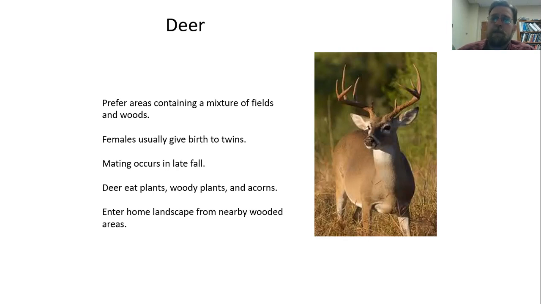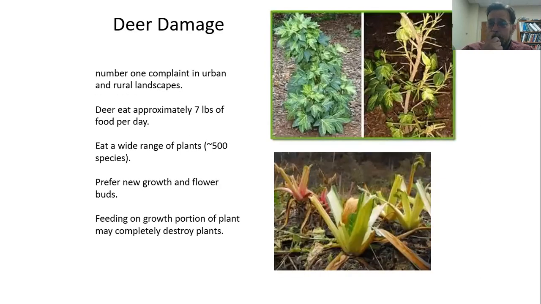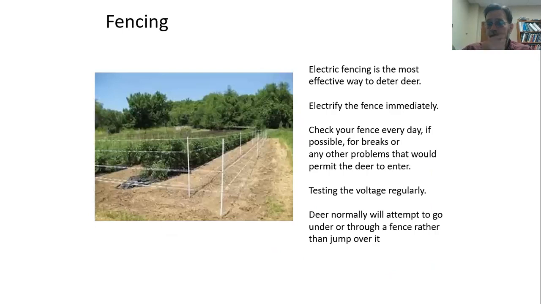And they can be a problem simply because if they're hungry, they'll eat our plants, they'll eat things in the home landscape. And they really are kind of the primary complaint that I get about wildlife. They eat about 7 pounds of food a day, and they'll eat a very wide range of plants. So they'll go after our ornamental plants and our vegetable plants, even our fruit plants. And they particularly enjoy the really soft new growth on that plant. So clipping that away can very seriously impact the growth of the plant.